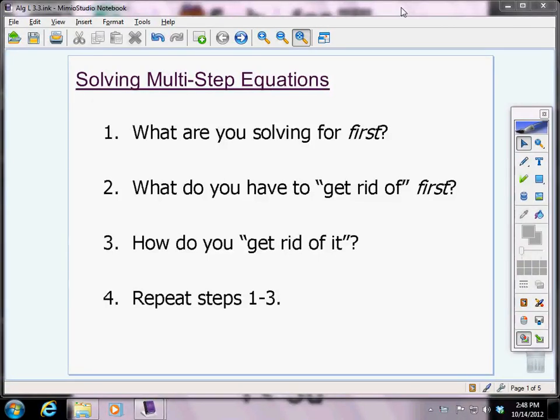When we solve multi-step equations, it's very similar to solving easy one-step equations. In fact, if you look at the steps I have down here, they're going to look really similar to what you've seen before. Normally I say, what are we solving for? What do we have to get rid of? How do we get rid of it?